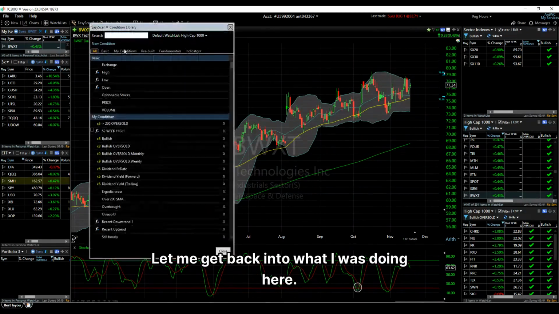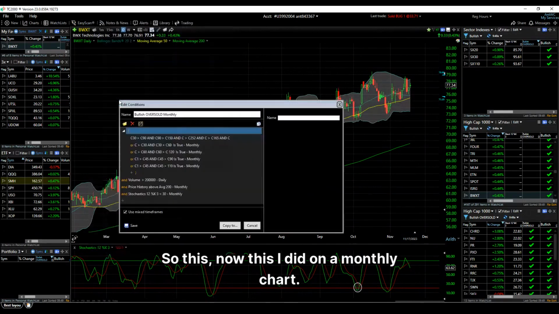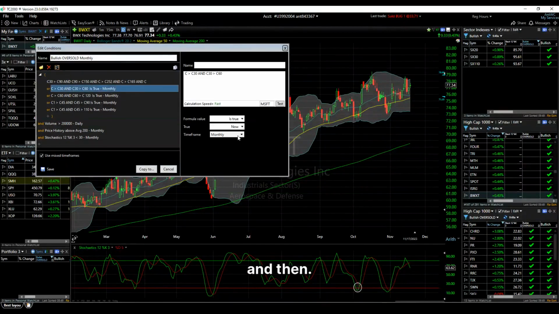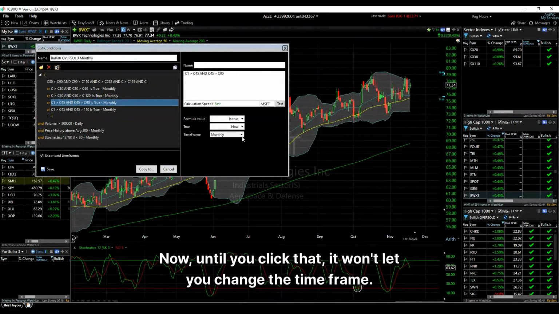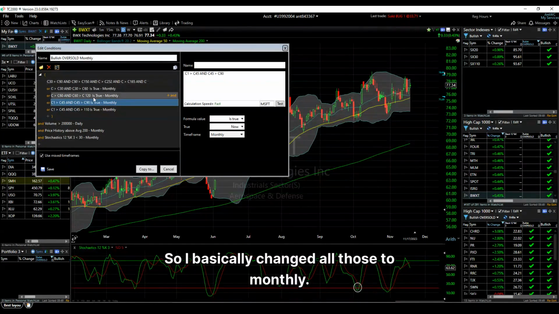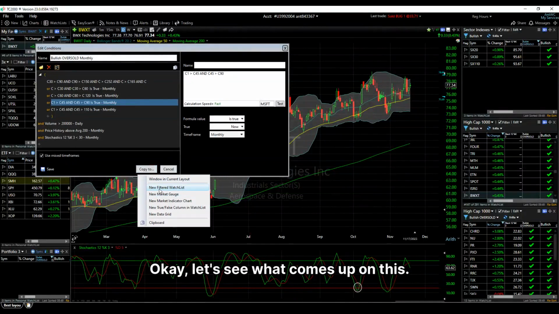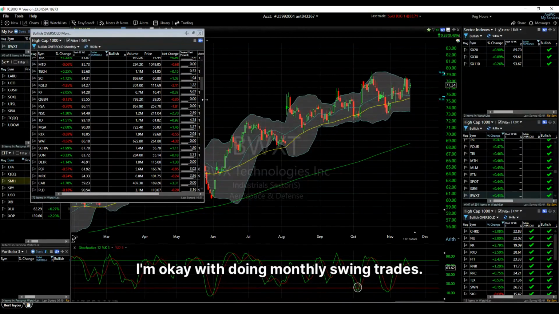Let me get back into what I was doing. That's showing you guys basically the scans in TC2000. So this I did on a monthly chart. The only thing I did here is I clicked this little use mixed time frames, and then I changed the time frame to monthly. So you can do that. You can have it all set up to daily. Now, until you click that, it won't let you change the time frame. So I basically changed all those to monthly. I kept the volume at 200,000 daily, and then I changed these to monthly. Okay, let's see what comes up on this. Because I'm okay with doing monthly swing trades.